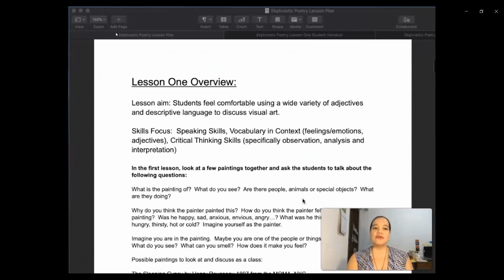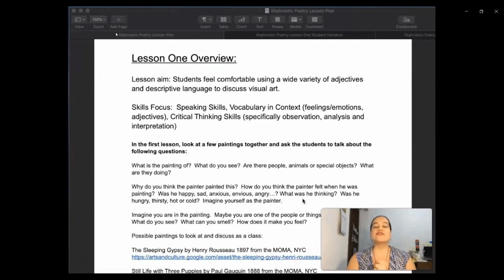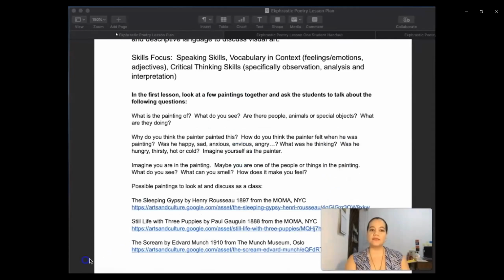All right, so for the first lesson, I have the main overview here. Our aim is to get students comfortable using a wide variety of adjectives and descriptive language to discuss visual art. And we'll be focusing more on speaking skills, vocabulary and context, and critical thinking skills. So in the first lesson, you are going to look at some paintings together and ask the students some questions about the paintings. This is to get the students thinking about what kind of adjectives they can use to describe what they see in the painting.